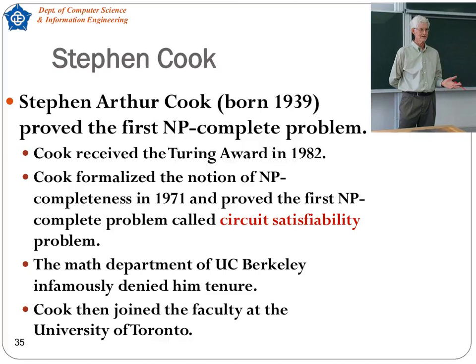Building on that foundation, let's talk about Stephen Arthur Cook, born in 1939. In 1971, he revolutionized modern complexity theory by formalizing NP-completeness. In his landmark paper, he proved that the circuit satisfiability problem is NP-complete, the very first problem of its kind. This breakthrough went on to earn him the Turing Award in 1982. But believe it or not, early in his career, UC Berkeley's math department denied him tenure. Undeterred, Cook soon joined the University of Toronto, where he continued to shape our understanding of computational complexity.